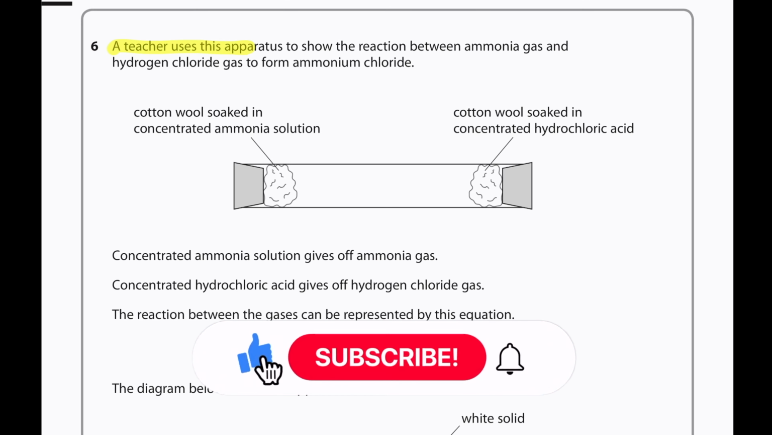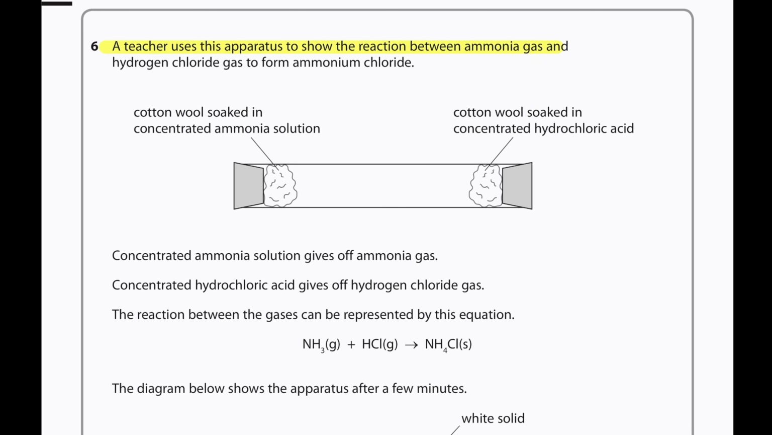A teacher uses this apparatus to show the reaction between ammonia gas and hydrogen chloride gas to form ammonium chloride. Cotton wool soaked in concentrated ammonia solution, and on the other side we have cotton wool soaked in concentrated hydrochloric acid. Concentrated ammonia solution gives off ammonia gas. Concentrated hydrochloric acid gives off hydrogen chloride gas.